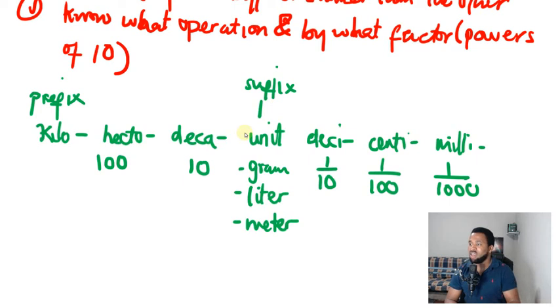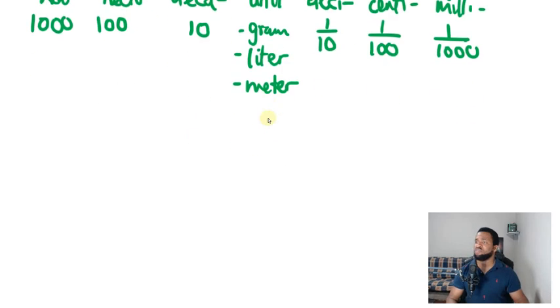Let's explain it properly. You will need 10 units to get to deca, 100 units to get to hecto, and 1,000 units to get to kilo. On the other side, you will need 10 deci to get to a unit, 100 centi to get to 1 unit, and finally 1,000 milli to get to 1 unit. Based on this, we're going to go through a couple of examples and look at what operations we need.